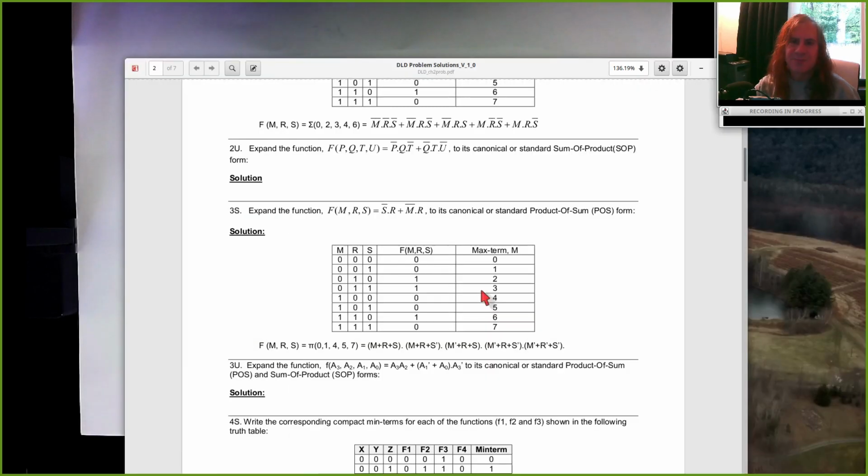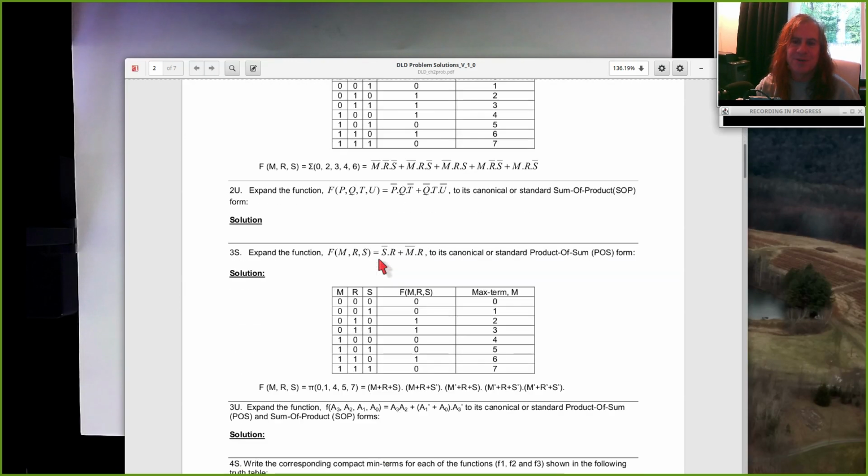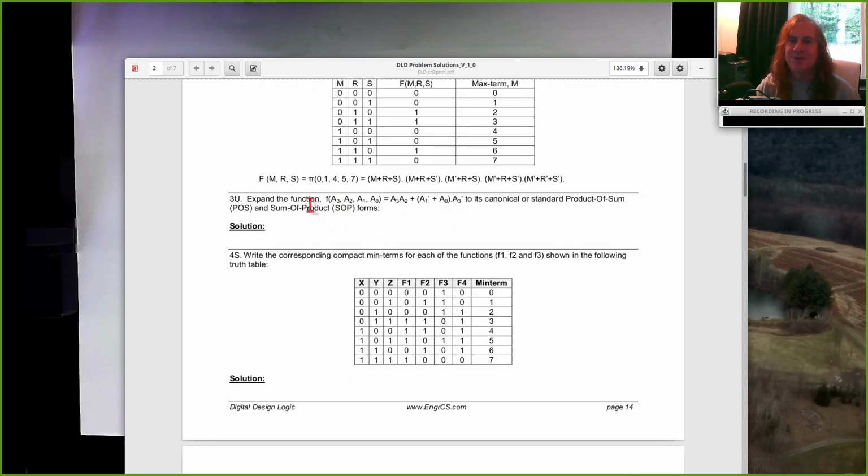All right, so you can do question 1, that's writing a truth table from these equations. You can do question 2, which is writing a sum of products for this equation. How do you do that? Well, take this equation, write a truth table, and then from the truth table, write the sum of products. Question 3, we haven't talked about product of sums yet, but you can do the sum of products. So same thing, right? Write a truth table from this, and then write a sum of products.